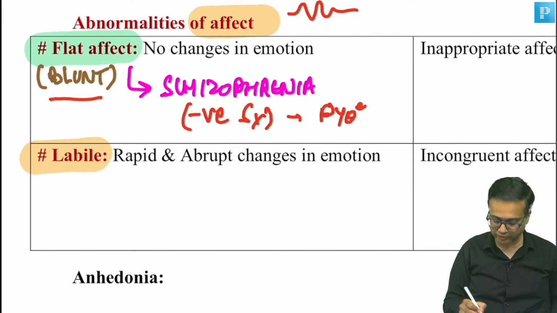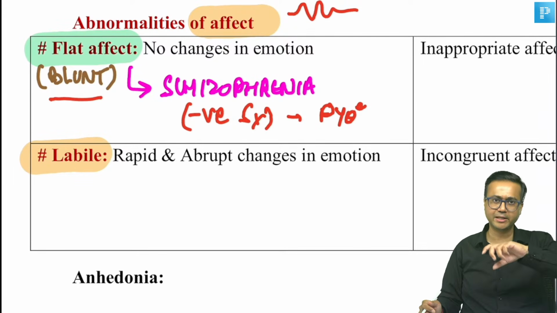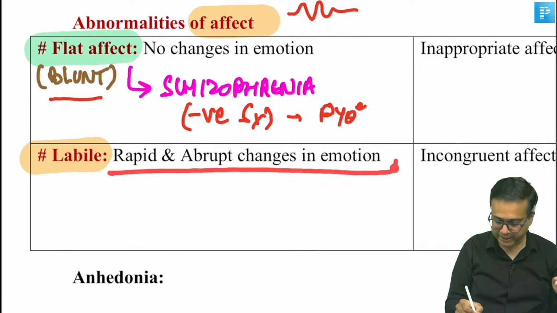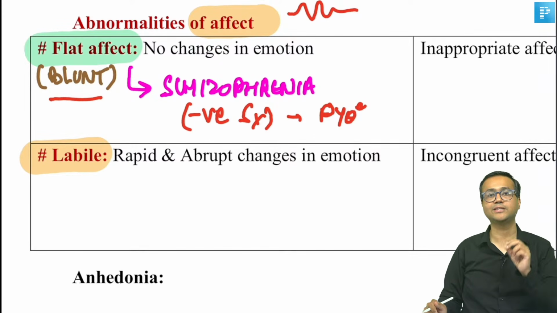Now what is the meaning of lability in English? Lability means something which is rapidly changing. So labile affect is rapid and abrupt changes in the emotion.